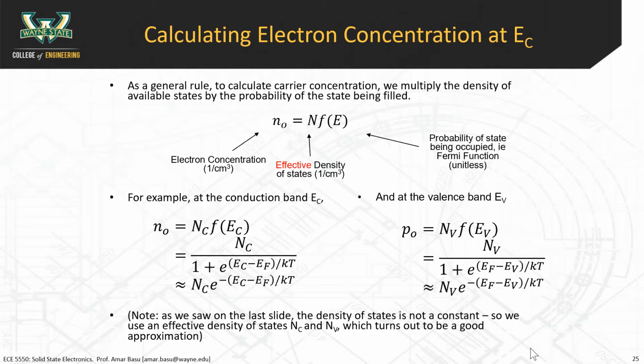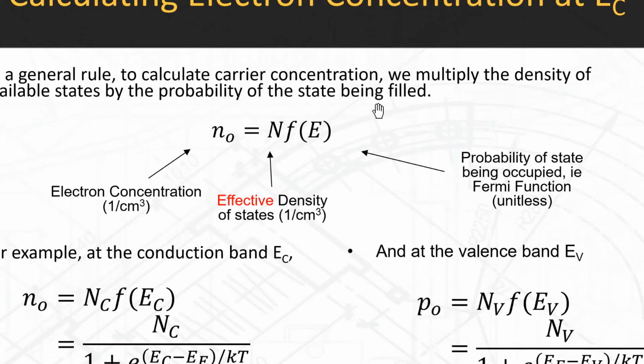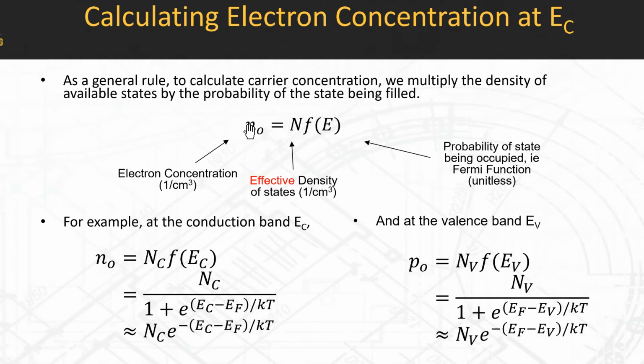So now, calculating electron concentration. Again, hammering this to death. To find the concentration of electrons, you multiply the effective density of states by the probability that the state is full. So this n0 is what we call the electron concentration, the concentration of electrons in the conduction band. This is N, and this is f of E, the Fermi function.